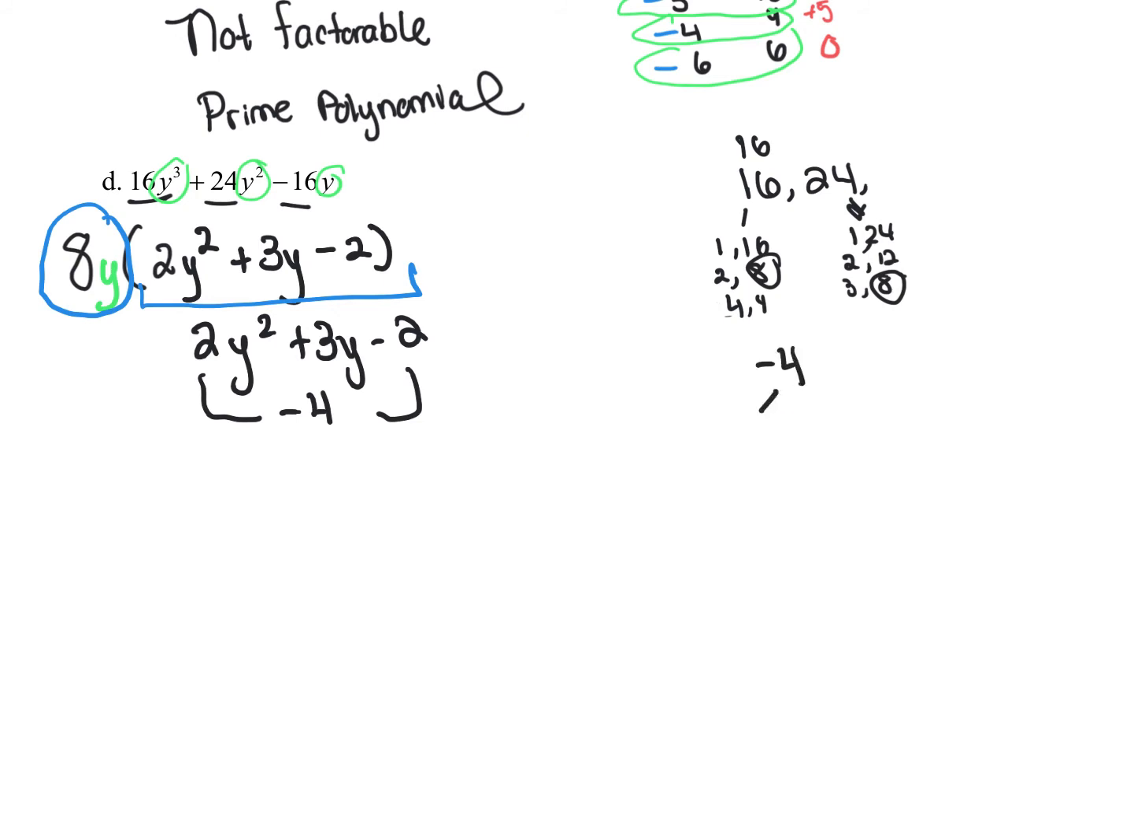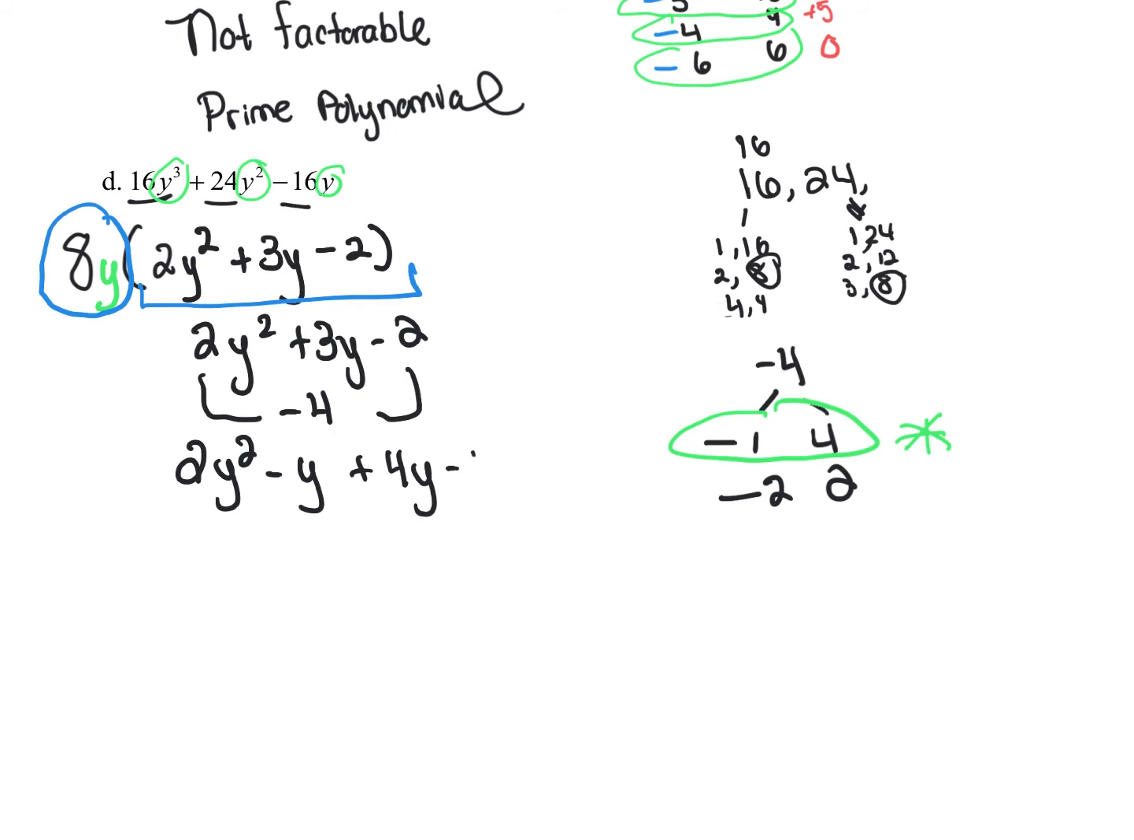Negative 4's factors are 1 and 4, and then 2 and 2. I need it to be negative, so one of them has to be negative, and it's going to be my smaller one because I need it to add to a positive 3. So this is the pair that I want because negative 1 plus 4 is going to make my positive 3 in the middle. So 2y squared minus y plus 4y minus 2.